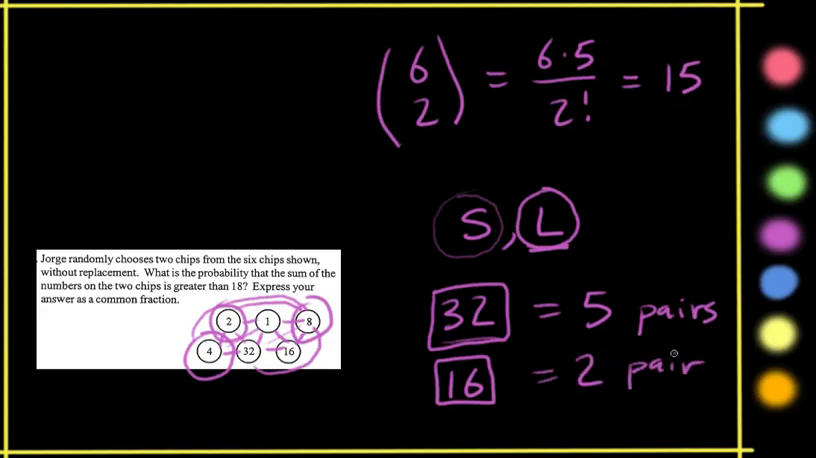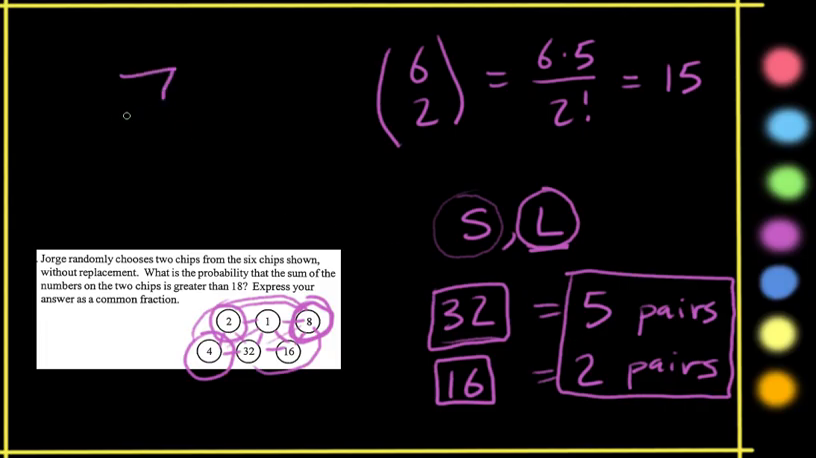And then if you go down to the next largest large number, it would be 8. If 8 is the largest number, there's no way you're going to get above 18, because the other number is even smaller. So the total number of pairs where you get something bigger than 18 is just these 5 plus 2, which is 7. So you got 7 pairs where it's bigger than 18, and then the total number of pairs was 15. So the probability is going to be 7 out of 15.